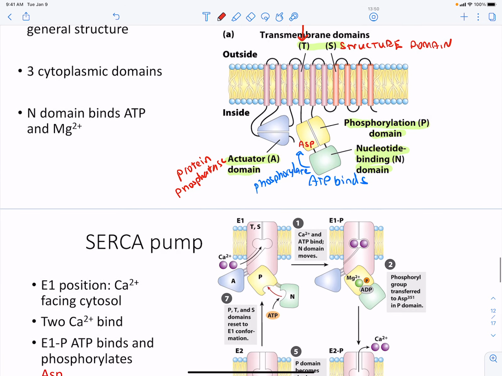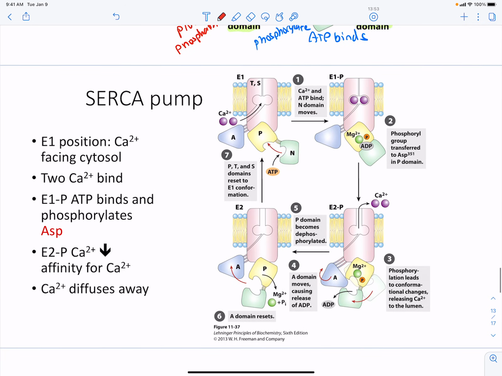Okay, so let's show some examples of these P-type ATPases. One is the sarcoplasmic reticulum calcium pump. So these P-type ATPases can move calcium. We'll see also sodium and potassium in just a moment. But basically, the Sarco pump is going to want to release calcium. And so you have the same sort of setup that we just talked about. You have your A domain, your actuator domain. You have your P domain, phosphorylation domain. And you have your N domain, your nucleotide binding domain.